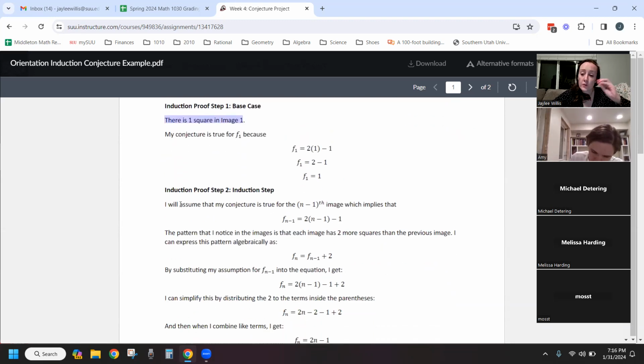Then you say, I'm going to assume that my conjecture is true for the previous image of whatever image I'm looking at, so that's the n-1th image. Since I'm assuming it's true, my conjecture was that the nth term is 2n-1. So if I'm assuming it's true for the n-1 term, rather than plugging in an n, I'm plugging in an n-1 into that spot in my conjecture. Is everybody good with how this assumption translates to this mathematical statement?